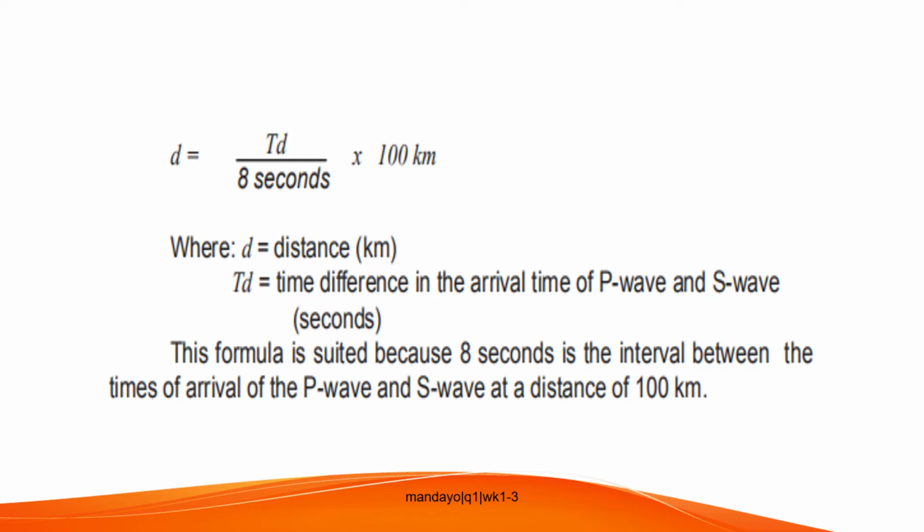Given is the formula with which we can find the distance of the stations from the epicenter of the earthquake. We have here TD, or the time difference in the arrival time of P and S wave in seconds, multiplied by 100 kilometers divided by 8 seconds. Values such as 100 kilometers and 8 seconds are constant for this formula, since we are assuming 8 seconds of interval between the arrival of P wave and S wave at a specific distance of 100 kilometers. So every 100 kilometers, P waves and S waves arrive with an interval of 8 seconds.